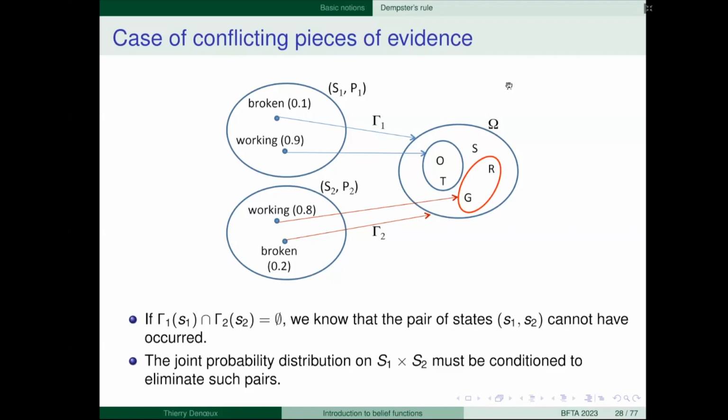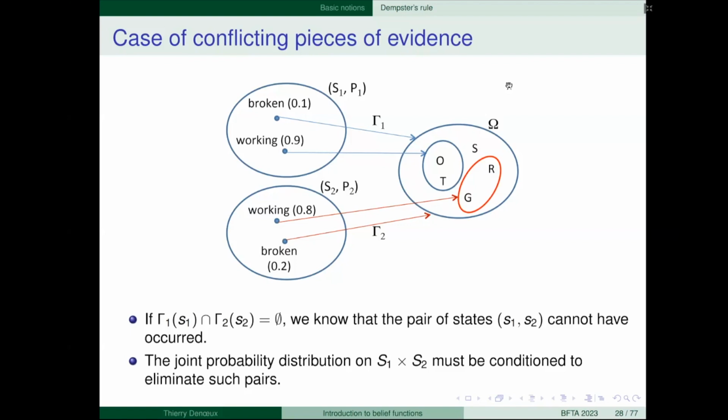Because we don't want to assign any mass to the empty set, we will consider the product measure on S1 cross S2, and we will condition this product measure on the set of pairs of interpretations which is consistent, meaning whose images are not disjoint.